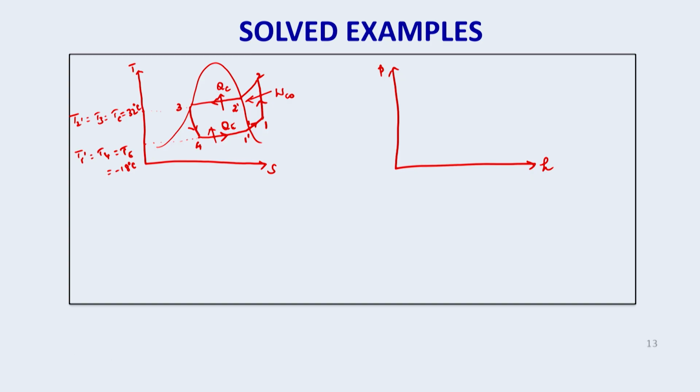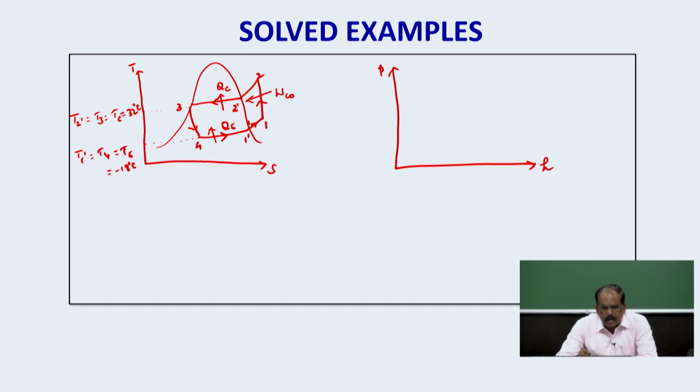There is one more temperature which is given, that is from 1 dash which is the saturated vapor state. The refrigerant is superheated to a temperature of minus 10 degrees centigrade before it is compressed in the compressor. If you see this is the temperature T1, that is equal to minus 10 degree centigrade. So let us write the given data. Of course, we can plot the process.